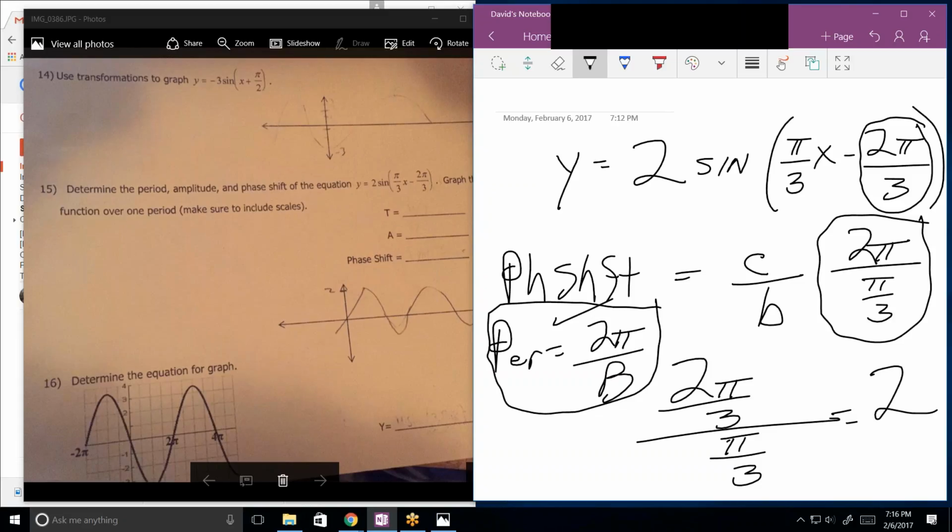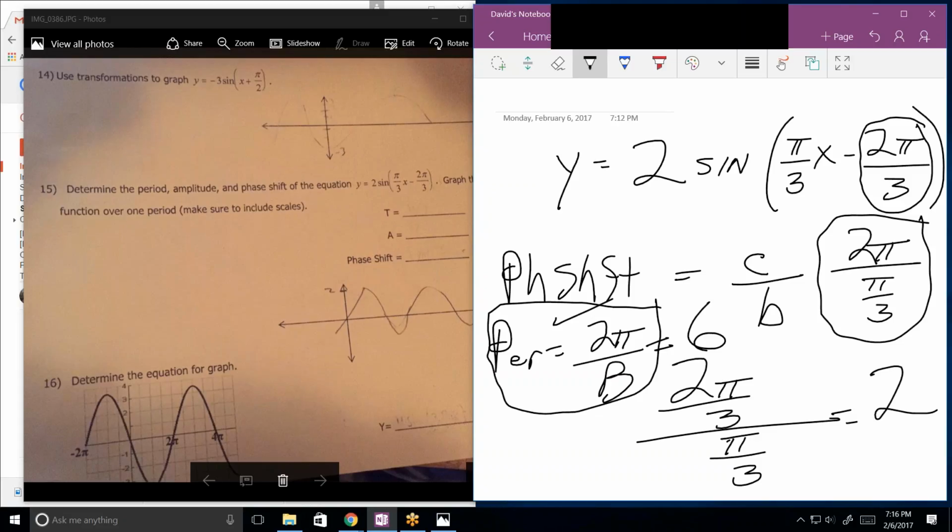No, the 3 is going to end up in the numerator. You'd be left with 6. You'd be multiplying 2 pi times 3 over pi. The pi's cancel, and you got 2 times 3. So the period is 6 in answering their question. Determine the period. Amplitude is what?